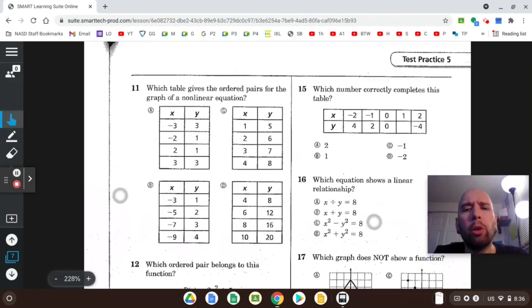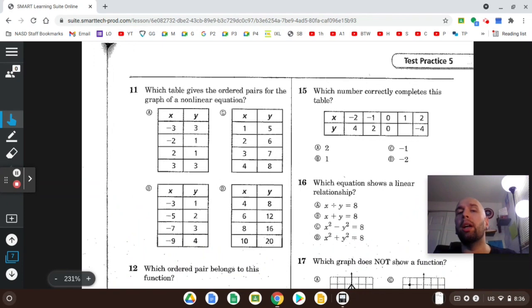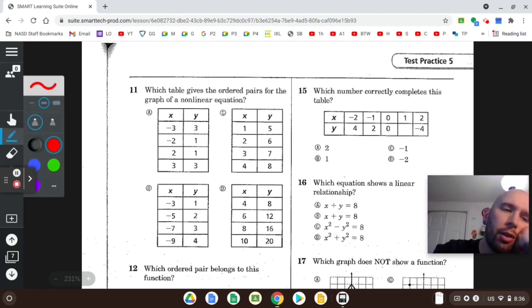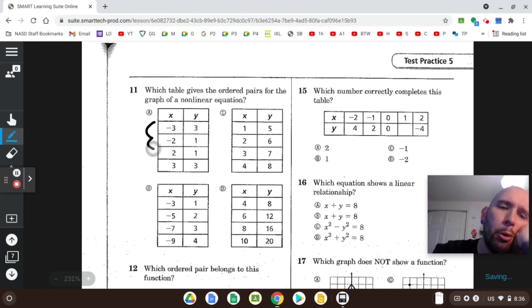Which table gives the ordered pairs for the graph of a nonlinear equation? If it's linear, it makes a straight line. If it's a straight line, it follows a pattern. So we need the one that breaks the pattern. Okay, so A, the left side, goes up by 1. No, it doesn't. No, it doesn't. This goes down 2, stays the same. So it's going to be A because the A doesn't have a pattern.